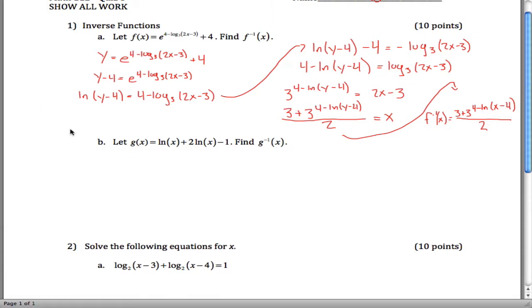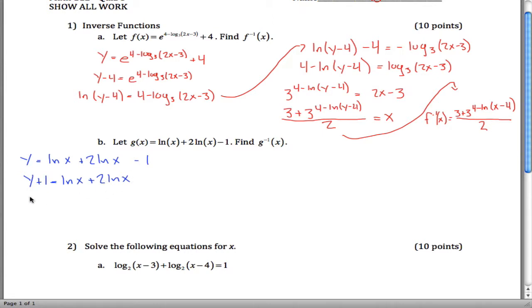Alright, moving on to the second one. Here's g of x, find g inverse. So first step, change g of x into a y, and we get y equals natural log of x plus 2 natural log of x minus 1. Want to get x all by itself, maybe add this 1 over and get y plus 1 is the natural log of x plus 2 natural log of x. This one's a little bit hard. You got a few options. One way to do it would be using log rules.